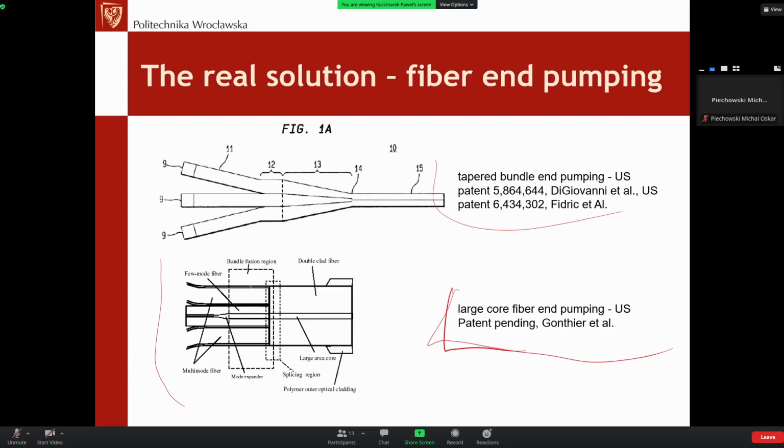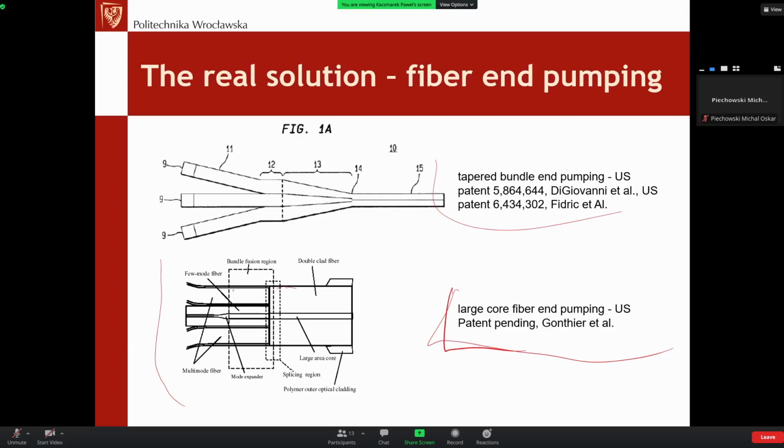Or you can make such a connection: take a couple of fibers with smaller diameter, of course forming a bundle also, but without any tapering, just splice to the higher diameter double clad fiber. Quite a simple solution, but of course all the technology is in the details of producing such structures.